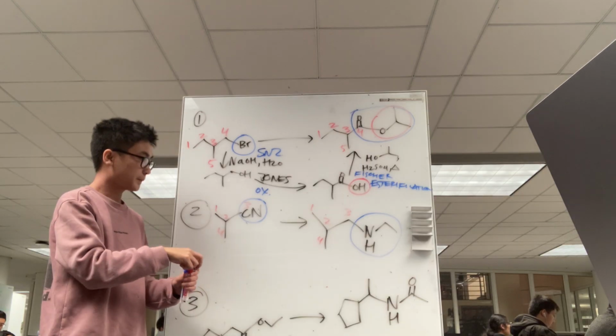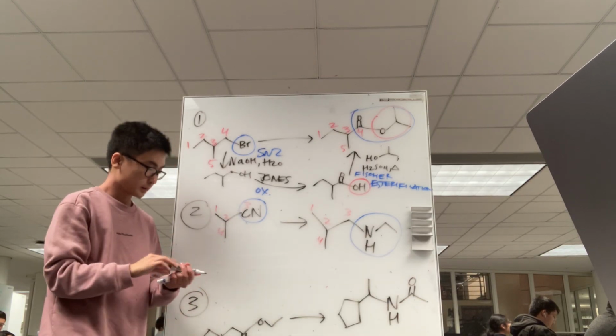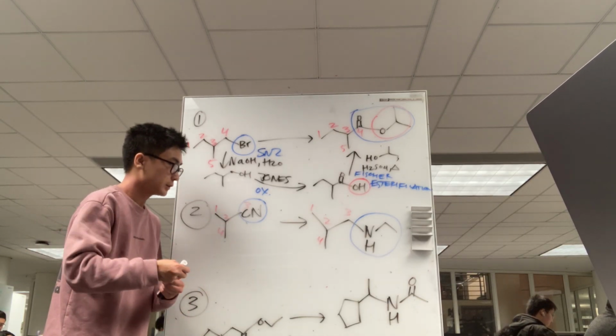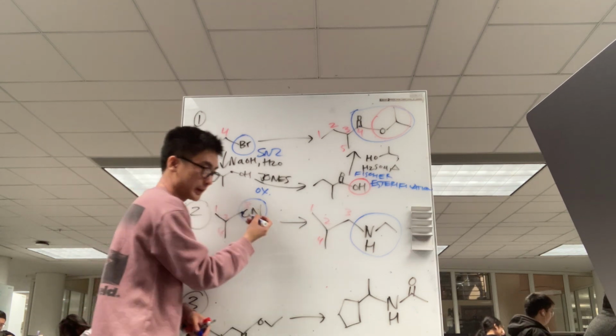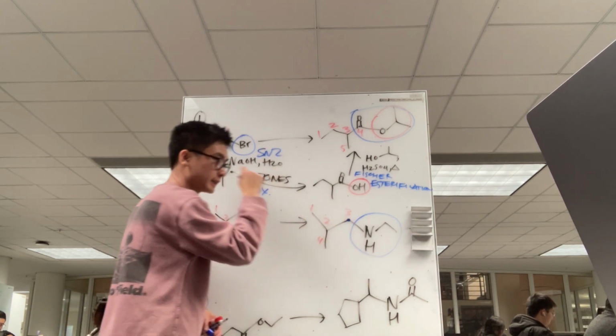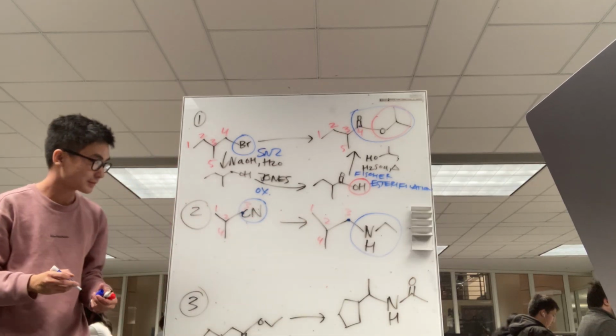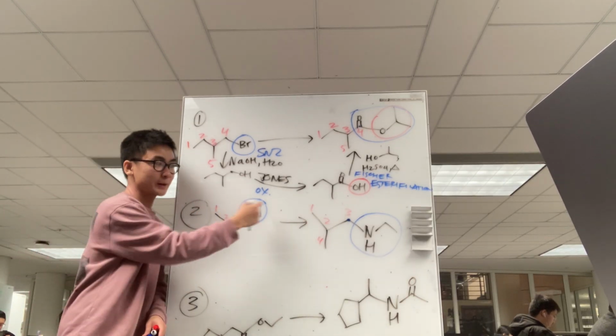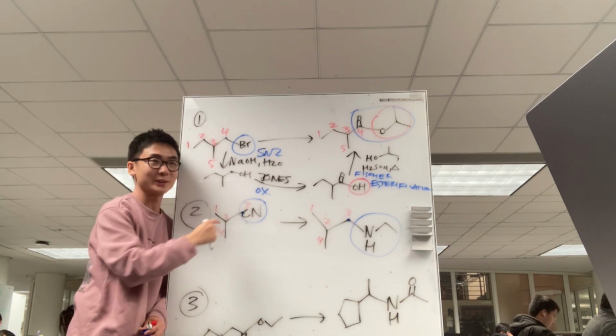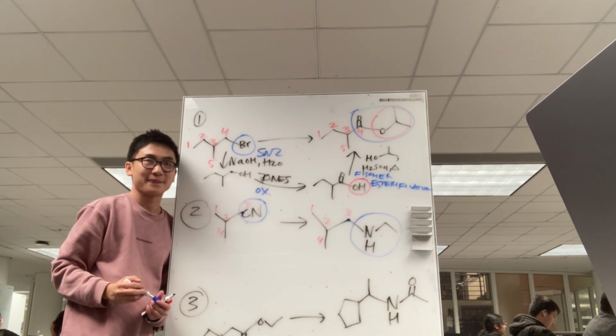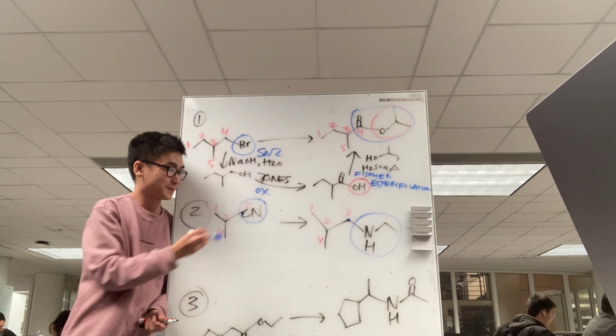Now look at carbon 3. Carbon 3 here is the carbon of the nitrile, for the reactant. And in the product, carbon 3 is the carbon directly attached to the amine. What do you think this carbon 3 was somewhere in the middle? Like what do you think this carbon 3 was? What functional group?